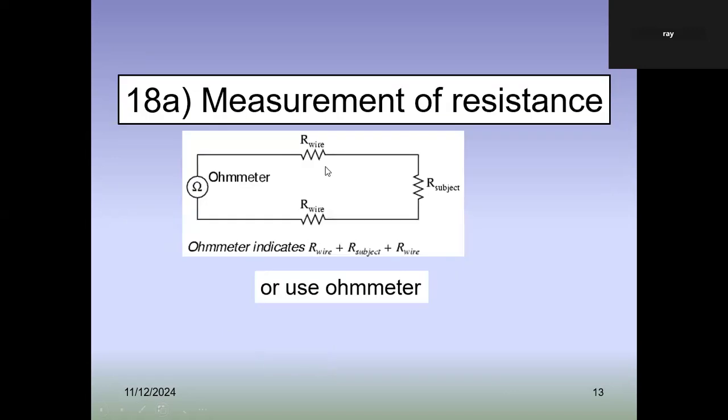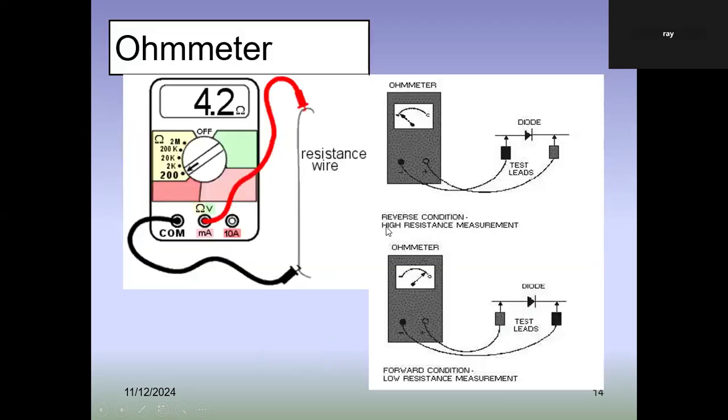Or we can use an ohmmeter. Right? The ohmmeter has an internal battery, so you can straight away measure the resistance of a component, diode or wire.